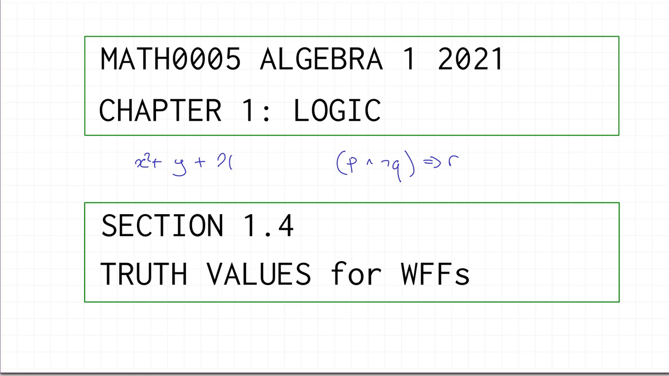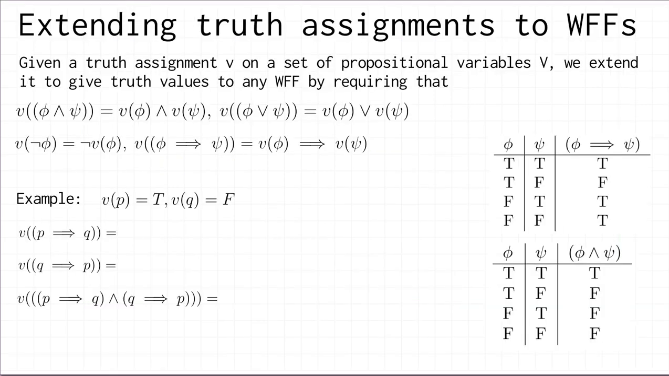But while we all know how to do addition and multiplication to combine a bunch of numbers into a single number, we don't yet know how we're going to combine logical values using our connectives, and that is the subject of this video. So let's suppose that we have a truth assignment for a set of propositional variables. And what we'd like to do is to extend that truth assignment so that we get truth values not just for those variables, but for any well-formed formula using those variables. And the way we do that is as follows.